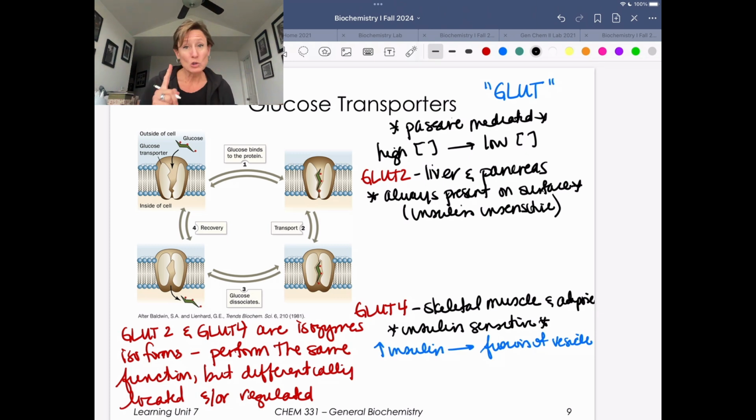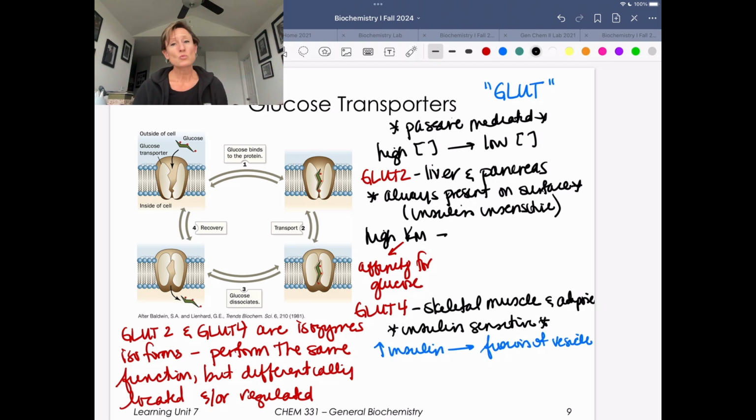What we see for GLUT2 is it has a high Km value. And just defining again, because we talked about it, the Km value you can think about as the affinity for your substrate, and in this case, that substrate is glucose. And here's where this value is. It's about 15 to 20 millimolar. Remember what that magic number for glucose is?